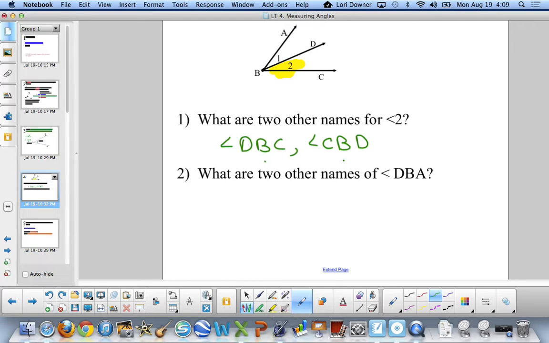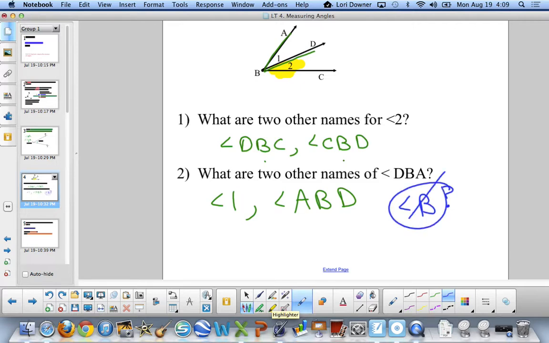What are two other names for angle DBA? D, and if I follow that, BA, that angle. Two other names would be angle 1, angle ABD. Do you think it's okay to put angle B? The answer is no, because angle B could be either angle 1 or angle 2. It's not as specific.